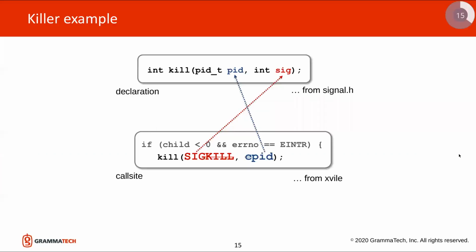Going back to our kill example, the parameter sig is covered or explained by the argument morphemes sig and kill. Note that there can be additional morphemes in the argument names, like kill. In this case, the morphemes sig in the parameter and the argument are exactly the same, but in general, we define a similarity metric that takes abbreviations into account. Similarly, the parameter pid is covered by the morphemes pid and c.